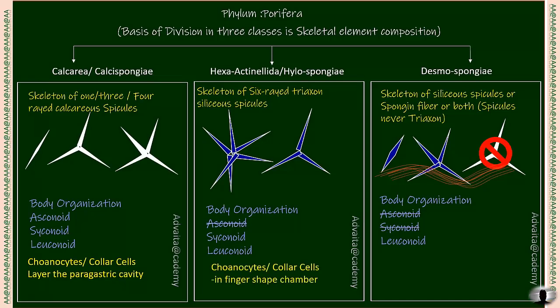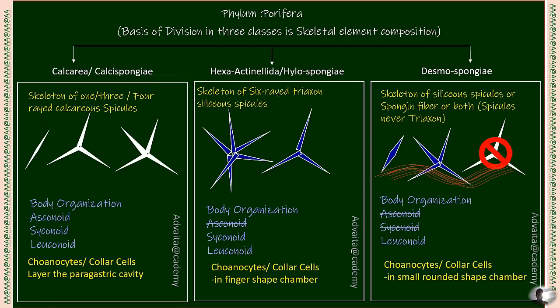But in case of Hexaactinellida, they are confined in finger-shaped chambers. The shape is very important here. The chamber shape is very important. But in Desmospongia, they are confined in a round-shaped chamber.